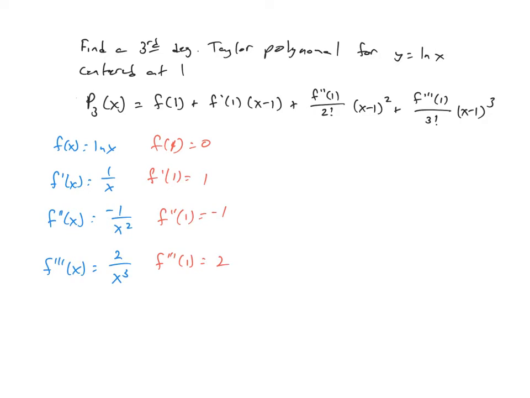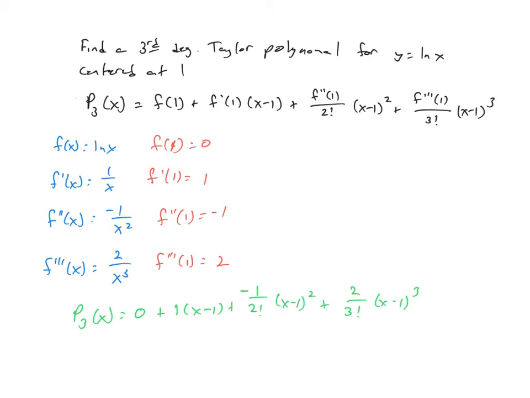We can now take that information and write out our third degree polynomial. P3 of x is going to be, I'll replace f of 1 with 0, plus f prime of 1, which is 1, times x minus 1. F double prime of 1 is negative 1 over 2 factorial times x minus 1 squared. And then plus f triple prime of 1, which is 2, over 3 factorial times x minus 1 to the third. The last thing we want to do is simplify this.